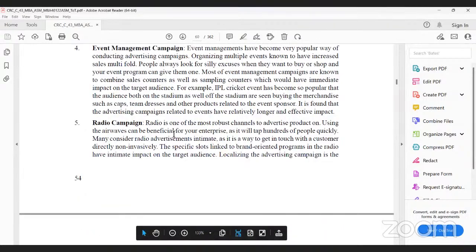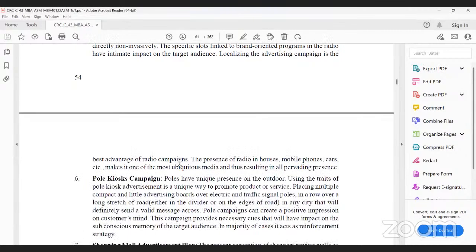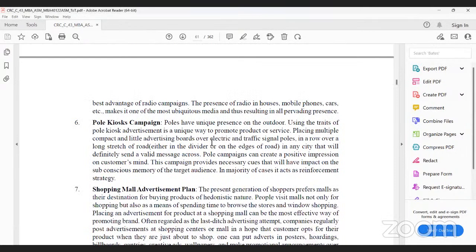And also the radio campaign. Radio we already covered in the morning. What is the advantage of a radio campaign? FM radio channels, like 99.5 FM, are all stereo frequency channels. It easily reaches the customer, and the cost is very less. Then the pole campaign. This is a unique outdoor and trusted advertisement way to promote products and services, placing multiple compact advertising boards over electric and traffic signal poles. Wherever there are traffic signal or electric poles, there are small, narrow hoardings over a long stretch of road. So this is also one kind of campaign.